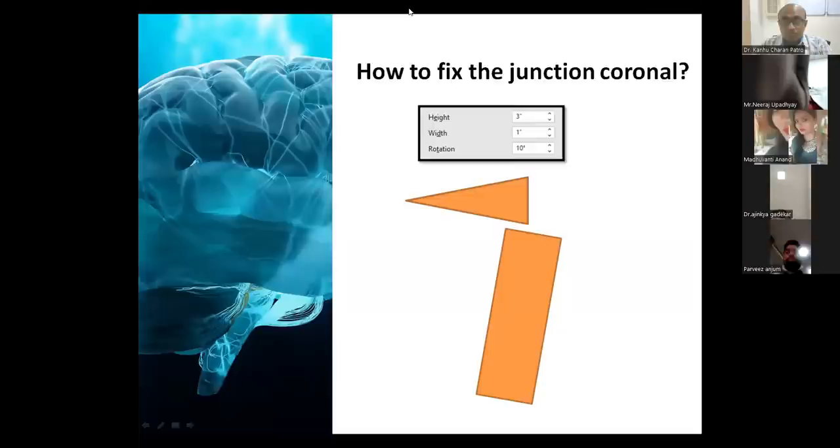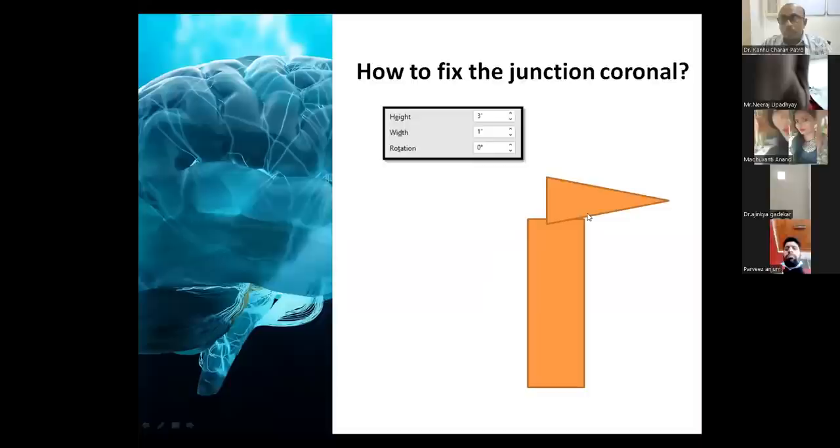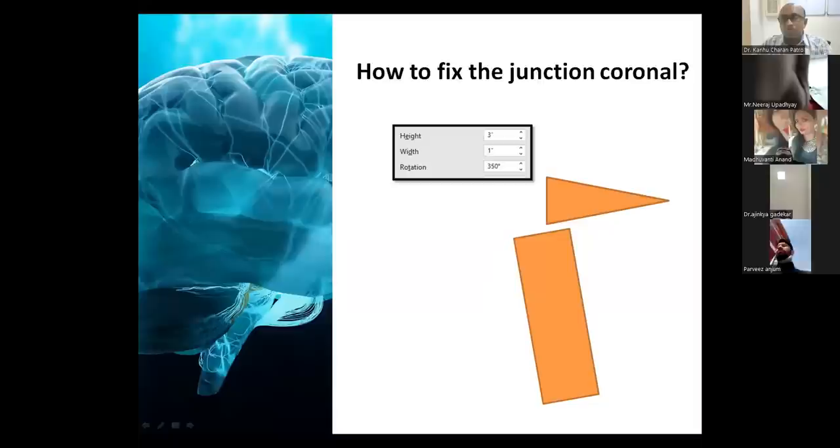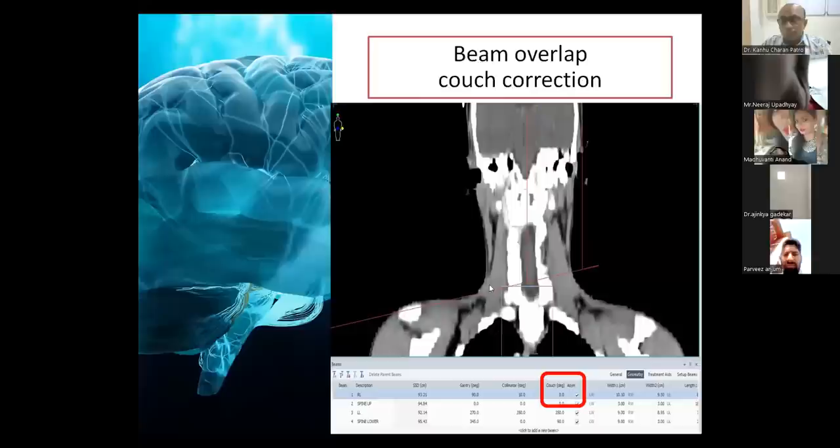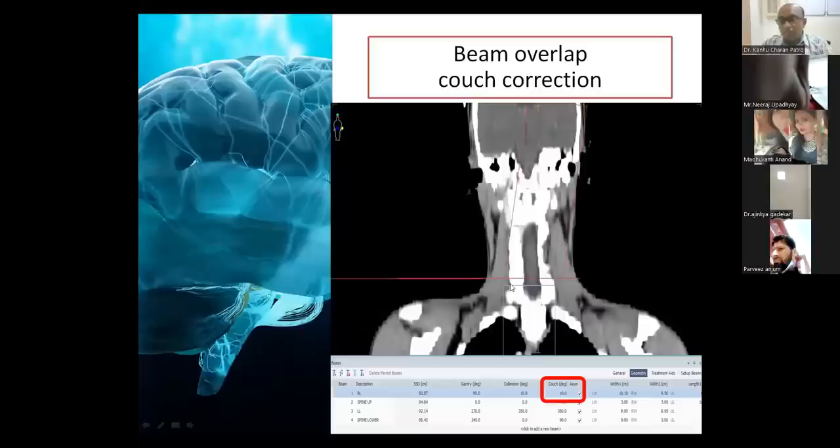So how to fix the junction? First you fuse with a cranial rotation, 350 degree on the left. You can see, you can give the gap. So couch rotation is very much needed; you have to see it in the coronal section. Here, if you see the coronal section, the couch angle is zero and there is an overlap. If you give some 10 degree, it will be matching and there is a gap. So you have to give this couch rotation.